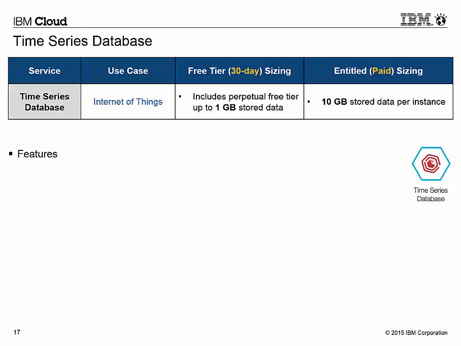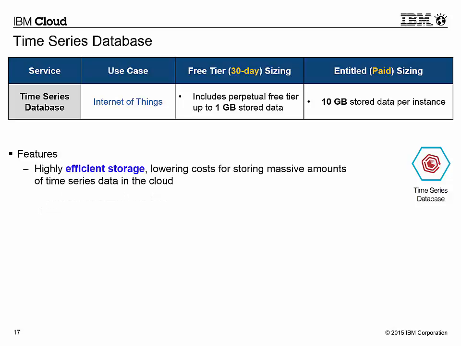Finally, let's look at our time series database offering. This is particularly useful for Internet of Things devices that generate a lot of timestamp data. It includes a perpetual free tier of up to 1 gigabyte of stored data, and then there's an entitled paid sizing that goes up to 10 gigabytes. It offers very efficient storage of time series data. So compared to other database technologies, it can use less than a third of the space to store the same timestamp data.